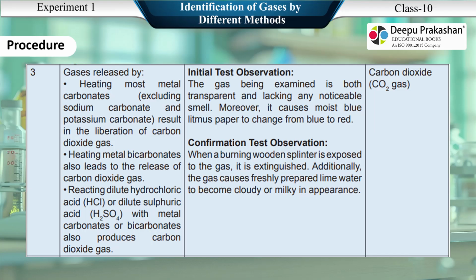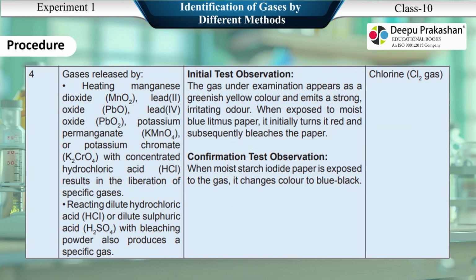Initial test observation: the gas being examined is both transparent and lacking any noticeable smell. Moreover, it causes moist blue litmus paper to change from blue to red. Confirmation test observation: when a burning wooden splinter is exposed to the gas, it is extinguished. Additionally, the gas causes freshly prepared lime water to become cloudy or milky in appearance. Carbon dioxide.